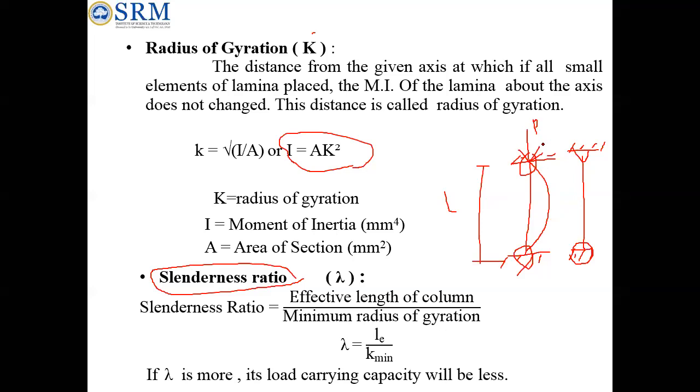So it will be a crushing failure. When you have a long column, even for a short applied load, the column will start to bend like this. When it starts to bend and the buckling happens, there will be bending stress along with the compression. So it will mainly fail due to this bending, not due to pure compression, whereas a short column will fail due to pure compression.